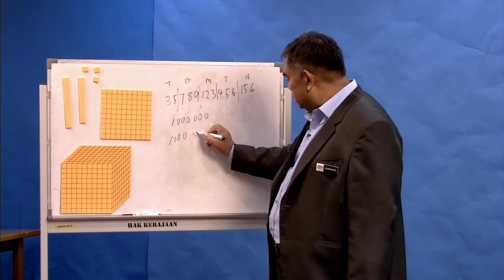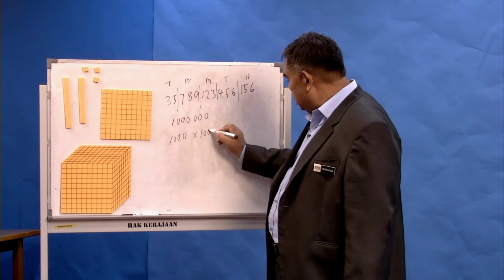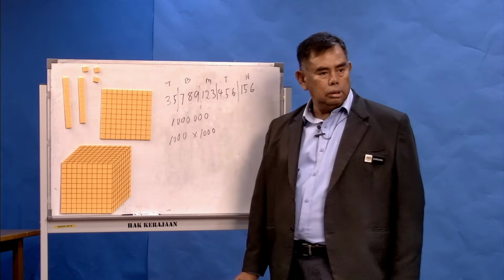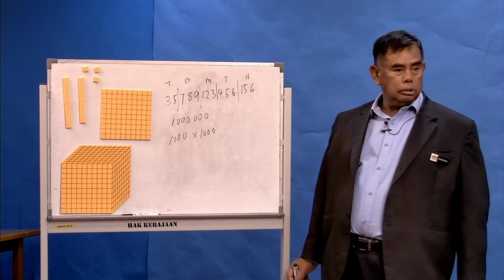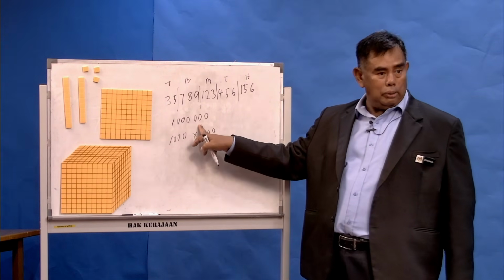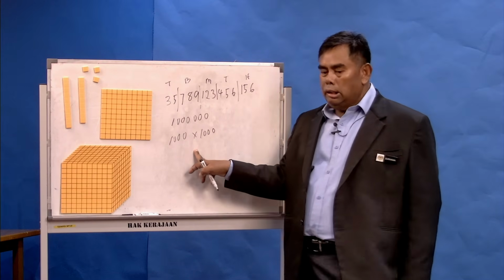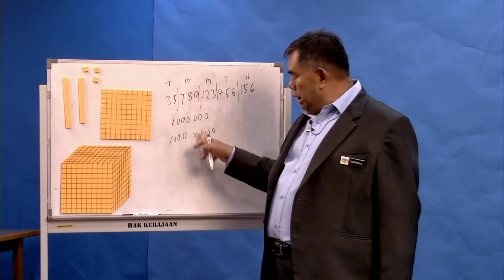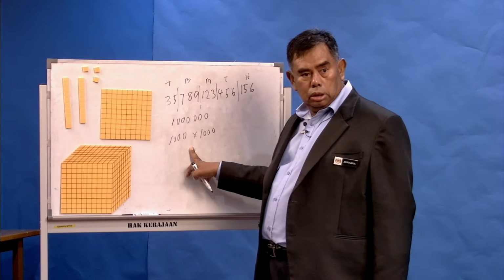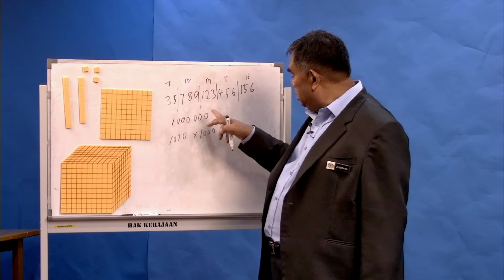1,000 multiplied by 1,000 is 1 million. Yes, 1 million. So how do we think from the concept? We learned already about the concept of 1 million times 1 million.